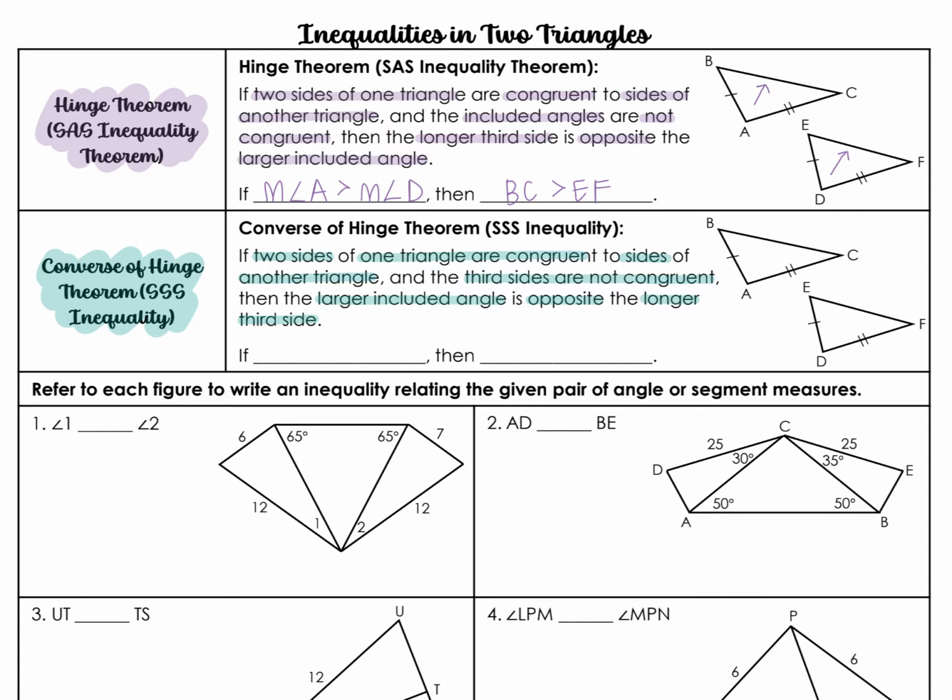So in this case, if we happen to know that the length of segment BC is larger than EF, then we can say that the angles opposite of those two sides, angle A and angle D, the measure of angle A will be larger than the measure of angle D. Okay, so let's look at some practice problems down below.